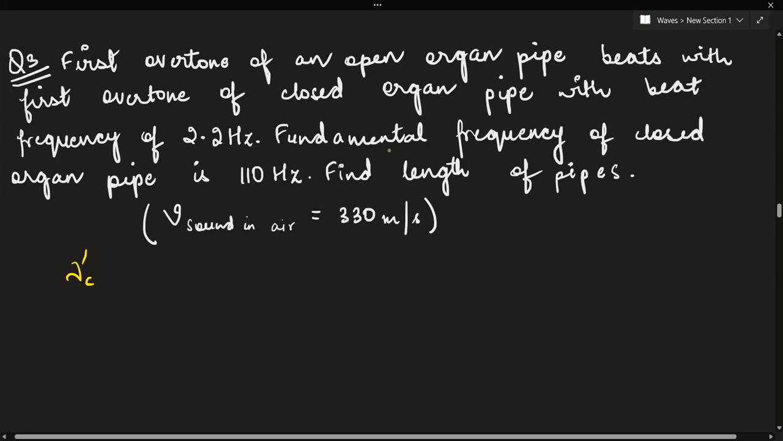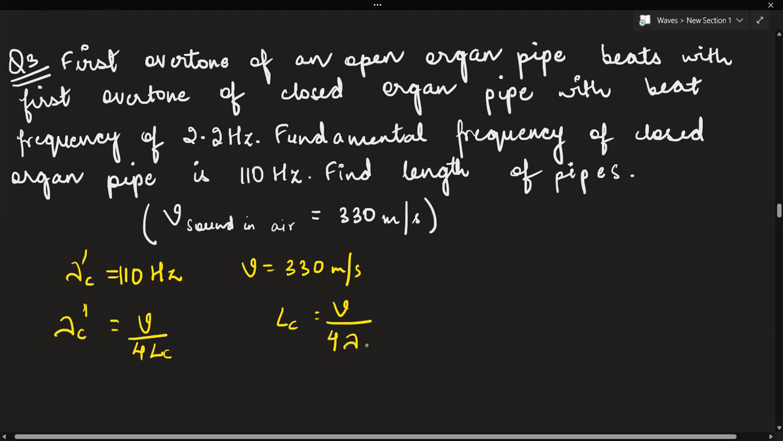Okay. So see, the fundamental frequency of the closed organ pipe is 110 Hertz. And the speed of sound in air is also given to us as 330 meter per second. So the frequency of the closed organ pipe for the fundamental is given by V by 4L. Yes, that's what we have seen. So we have to find the length of the pipe. Let's say LC represents the length of the closed pipe. So LC will be equal to velocity divided by 4 times the fundamental frequency of the closed organ pipe.